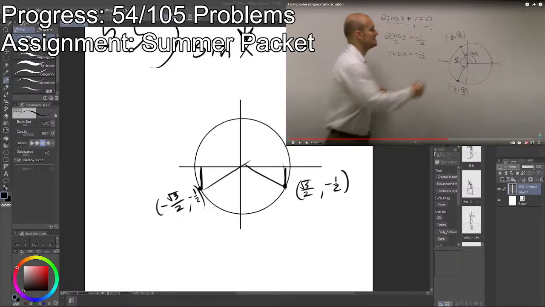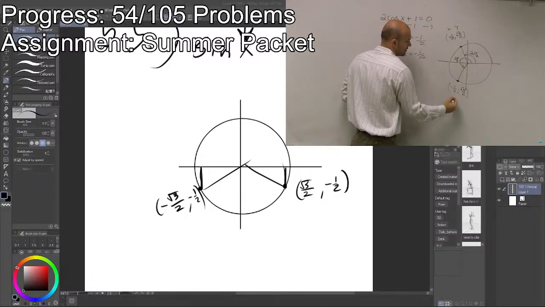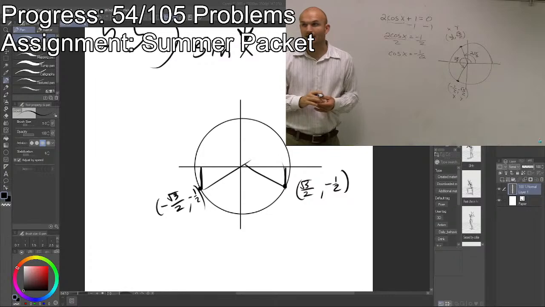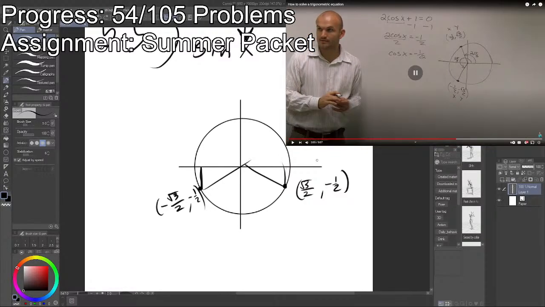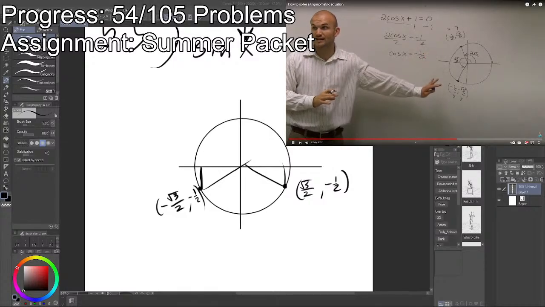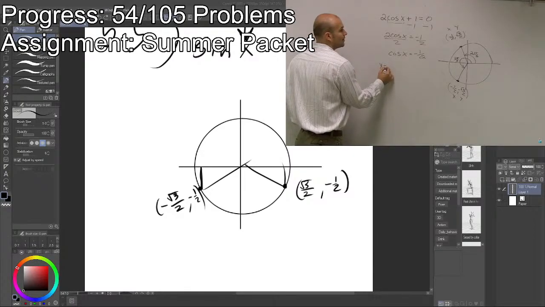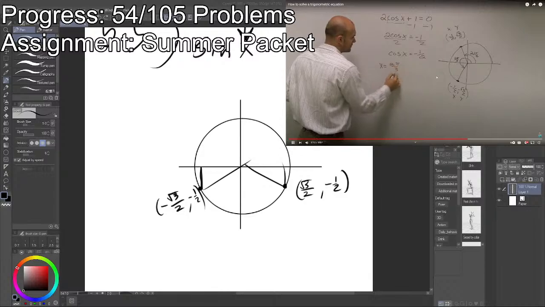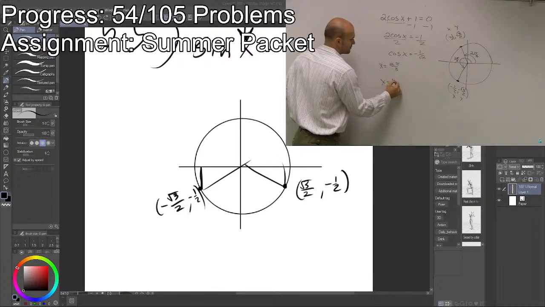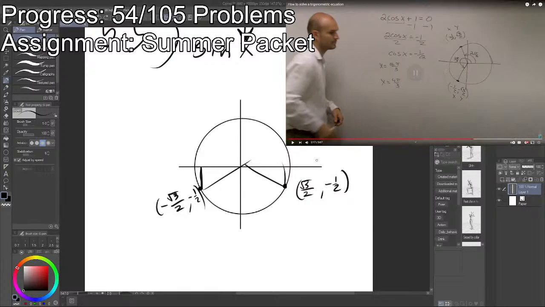So what you guys can obviously see is that my x value for these two points is at -1/2. That's the only two values that we see. So I can say now that x equals 2 pi over 3 and x equals 4 pi over 3. The two solutions. That's why you gotta find all the solutions.